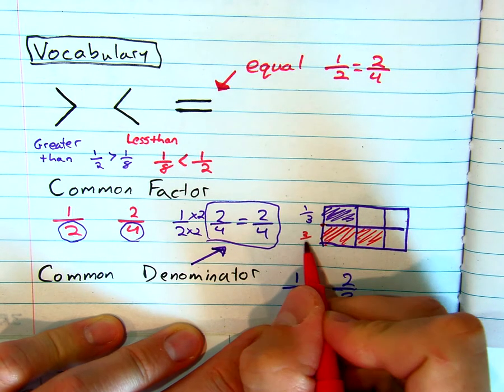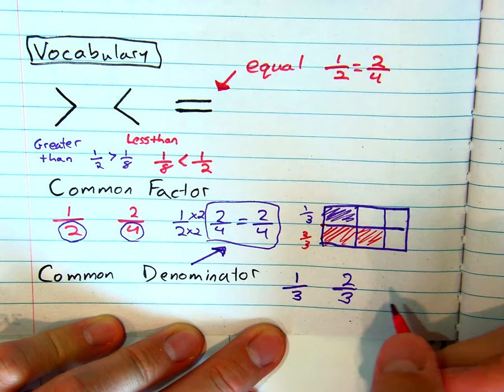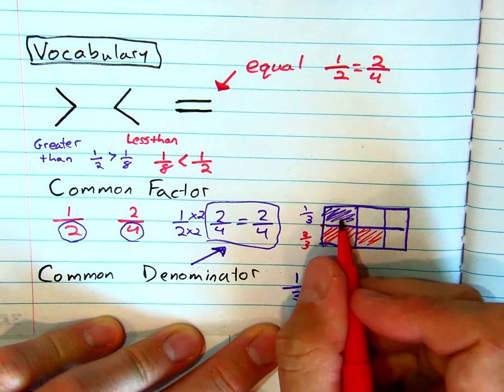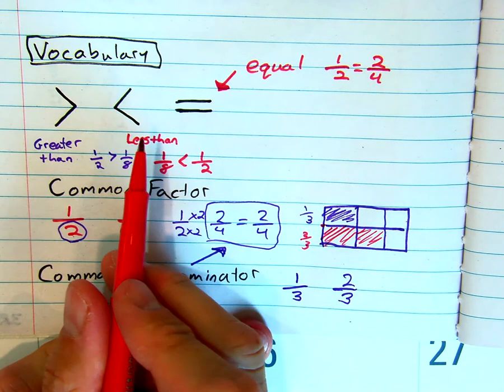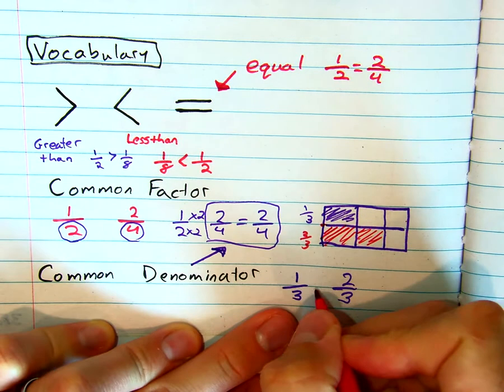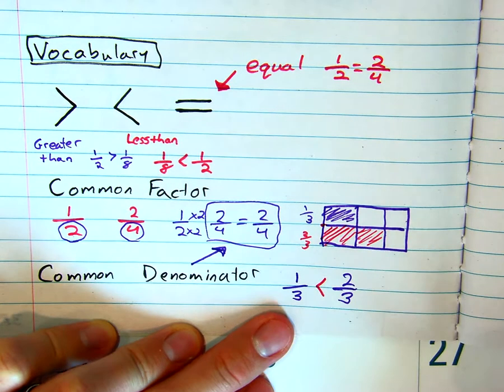Our bottom row is 2/3, our top row is 1/3. I can visually look at this. I can see that 1/3 is smaller than 2/3. So I can go back up. Am I greater or less than? 1/3 is less than 2/3.